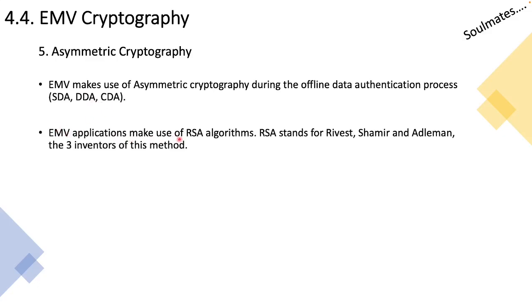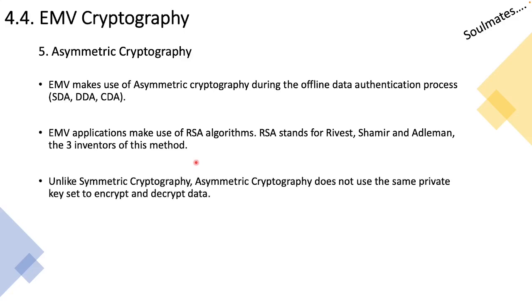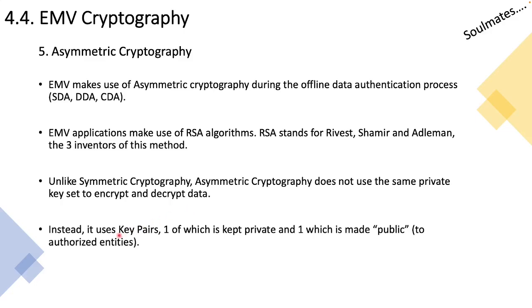EMV applications make use of RSA algorithms. Okay, so unlike symmetric, where we use DES or triple DES algorithms, here in asymmetric cryptography, we're using RSA algorithms. RSA stands for Rivest, Shamir and Adleman, and these are the 3 inventors of this method. Unlike symmetric cryptography, asymmetric cryptography does not use the same key to encrypt and decrypt. Remember, we noticed there's a private key used to encrypt and there's a public key used to decrypt, and the private and public keys are different from one another.